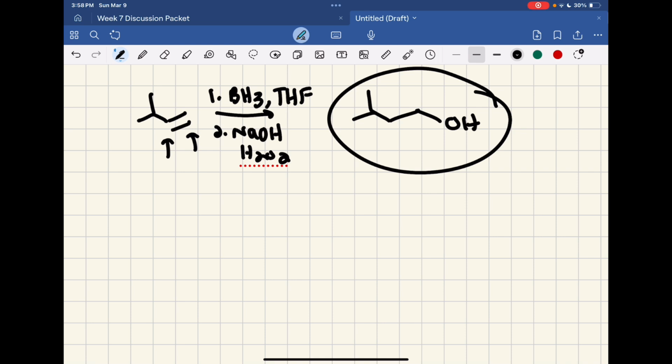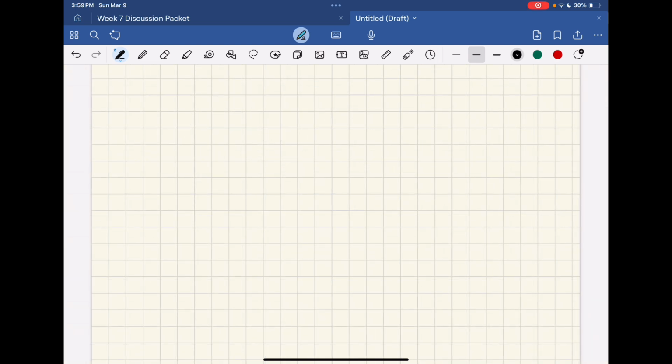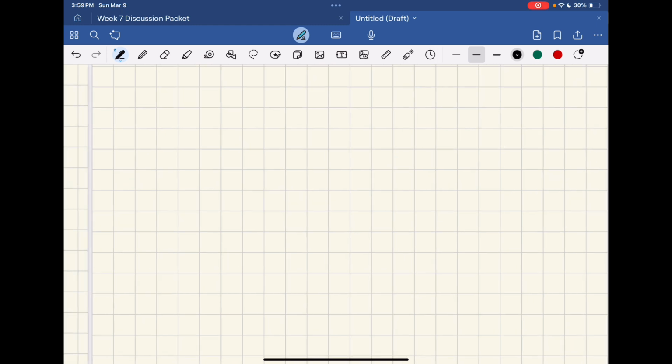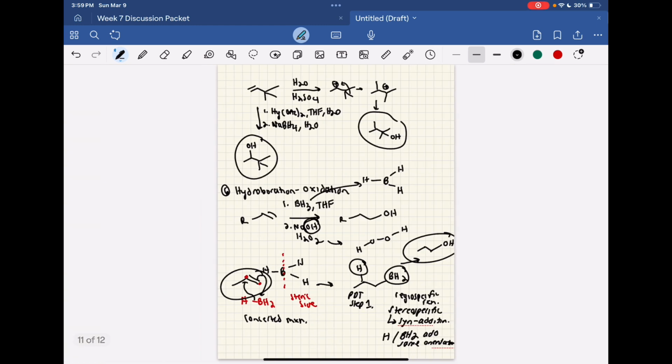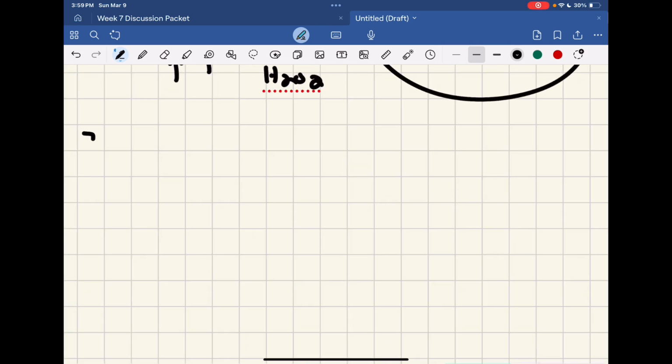We have a few more reactions to go. Now we're going to wrap up with the final oxidation reductions of alkenes. So I think before we were on reaction 6, let's talk reaction 7.